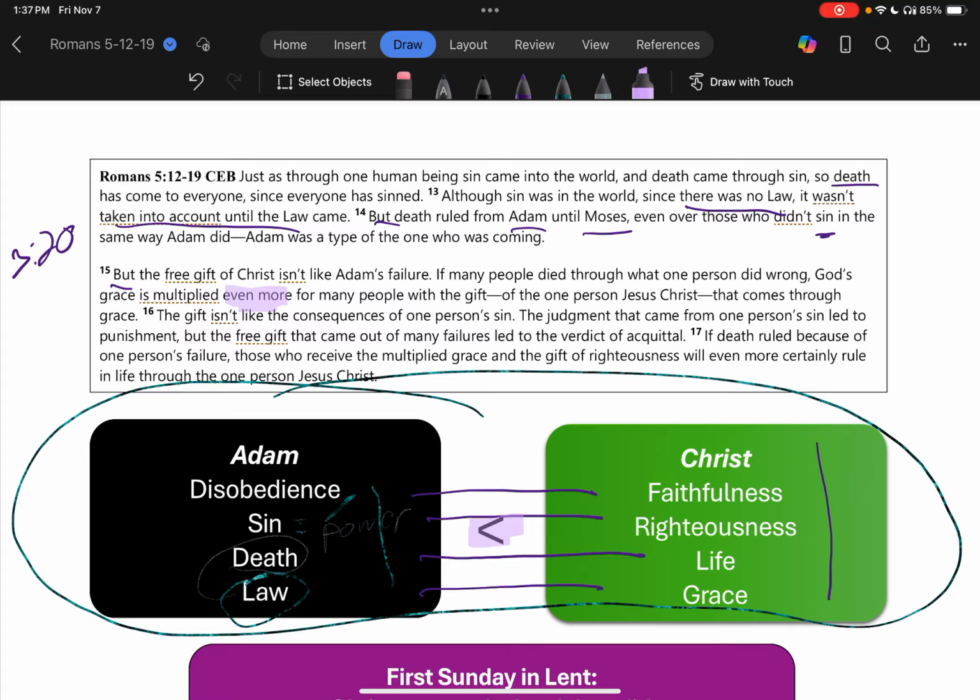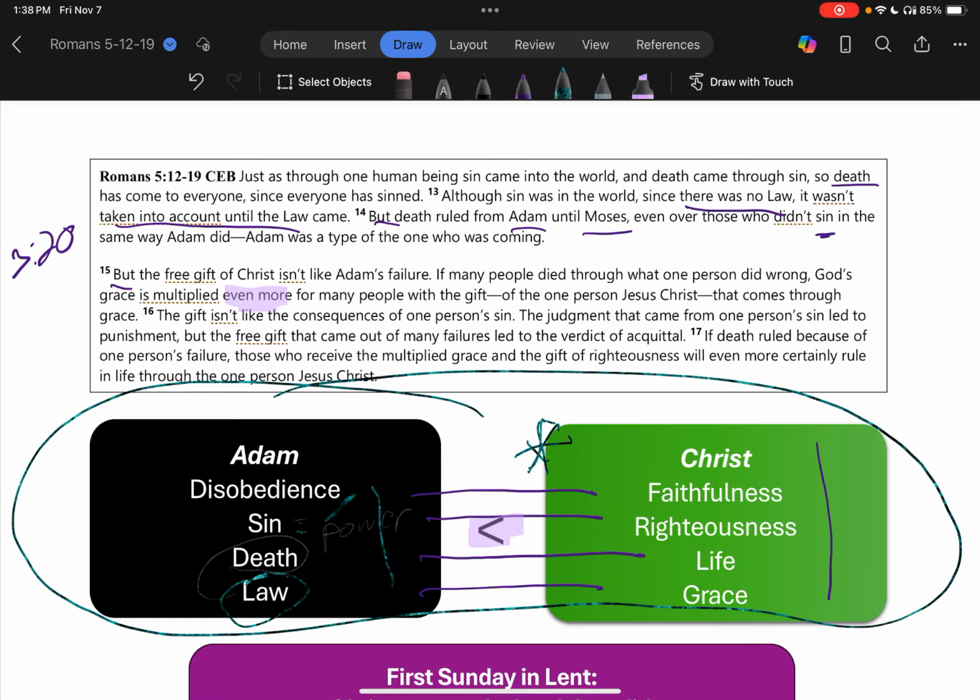and you see I've put this lesser than symbol here, to emphasize that even though Paul is making these parallels between Adam and Christ, he also wants to make it clear that what Christ did is greater, right? That what Christ did is more. So it's not that Christ is an exact parallel to Adam and just reverses what Adam does, but he actually does even more, right? So grace is multiplied even more for many people with the gift of the one person, Jesus Christ, that comes through grace. The gift, he says, isn't like the consequence of one person's sin.